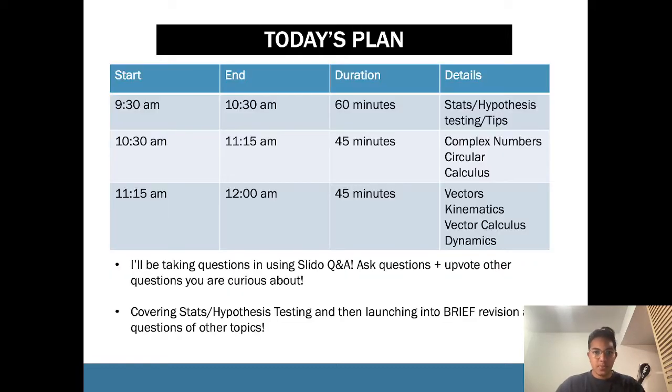Okay, so today's plan. We're going to try to spend about an hour on statistics, and then we'll have a little bit of a break at 10:30. Then we'll start covering complex numbers, and after we're done with complex numbers, we'll move on to vector calculus, kinematics, and dynamics.